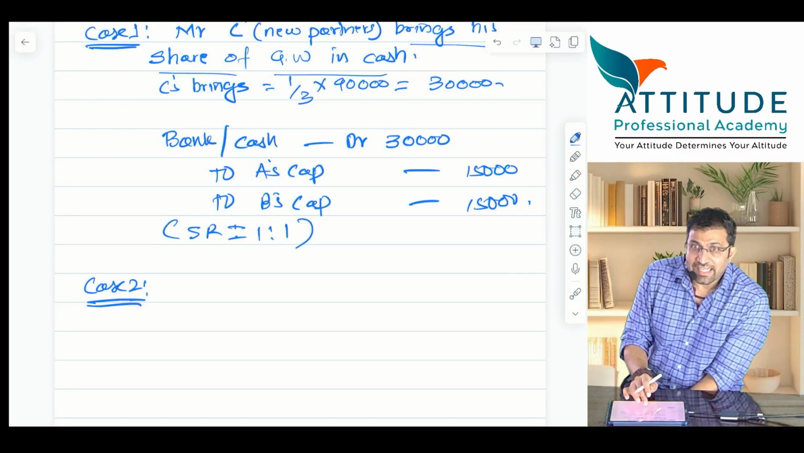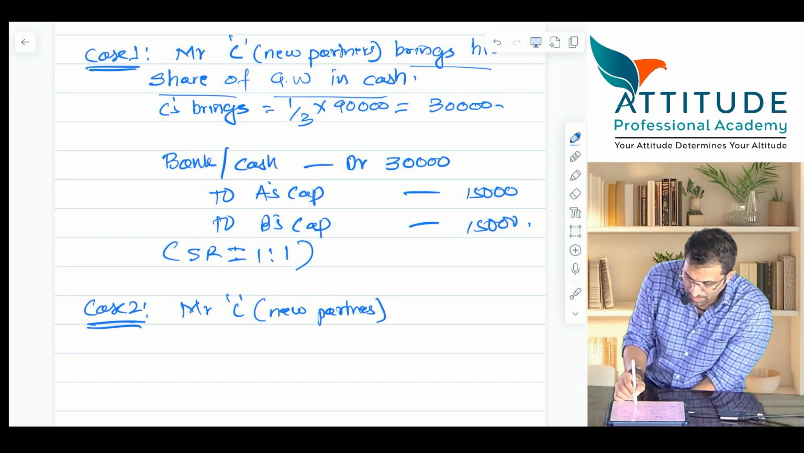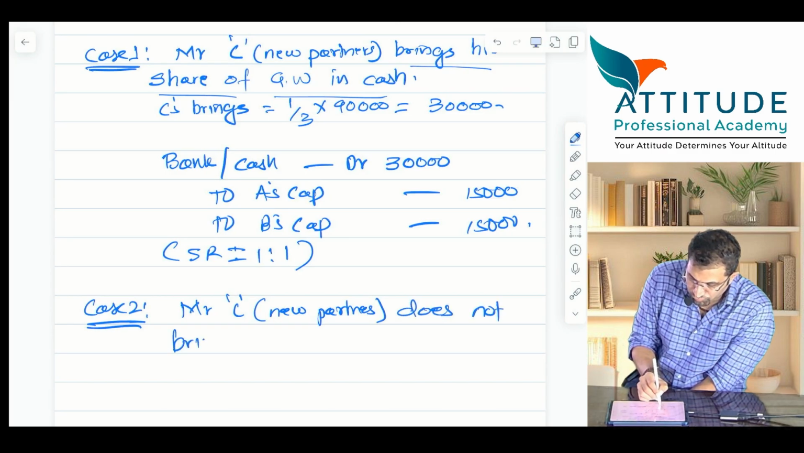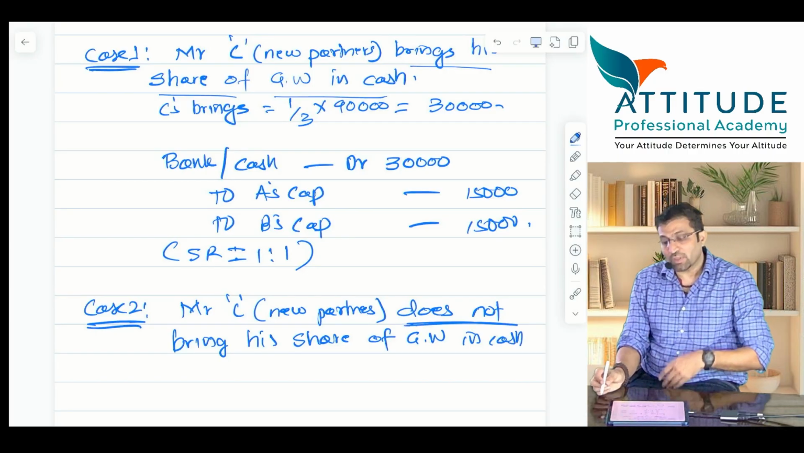Second case, case 2. Mr. C, the new partner, does not bring his share of goodwill in cash. Okay.